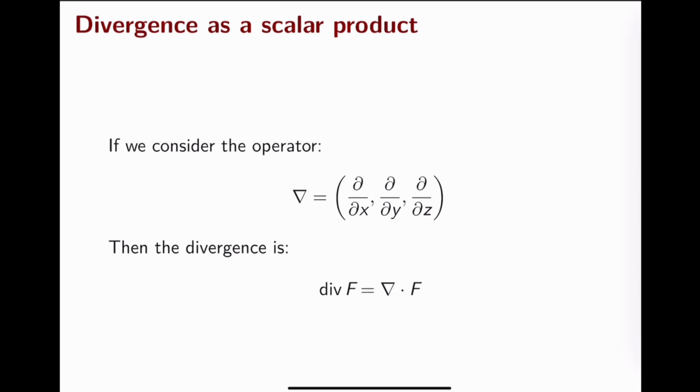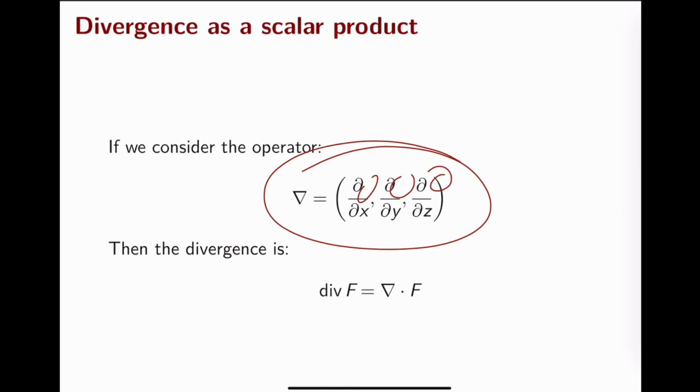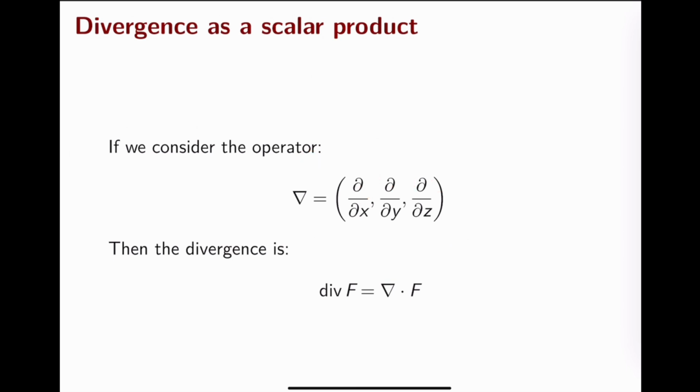Okay, so in order to remember this calculation, we could consider the operator given by just the derivatives. I mean, just the act of calculating the derivative, right? Observe that there is no function here. So we could consider this operator that means to do the derivative with respect to x, y, and z. And if we take the formal dot product with the actual components of the vector field, then we are going to have the divergence.